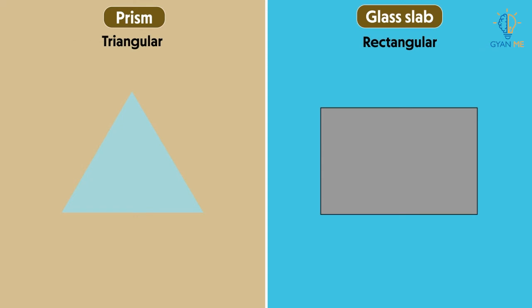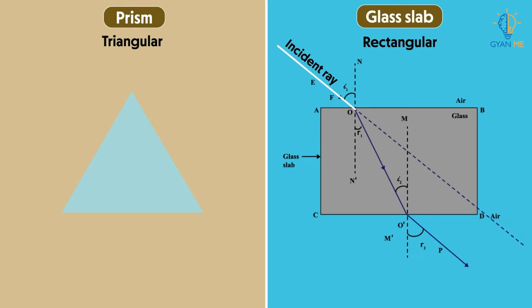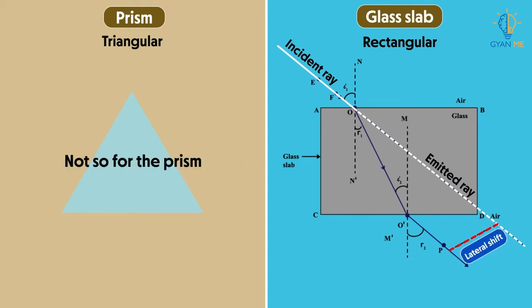You can see a glass slab has parallel refracting surfaces. So any refraction that takes place upon entering the slab is reversed upon leaving. As a result, the direction of the incident ray and the emitted ray remains the same, which is indicated by these parallel rays. Only the path of the ray of light is displaced or shifted, and this distance is the lateral shift. Not so for the prism.